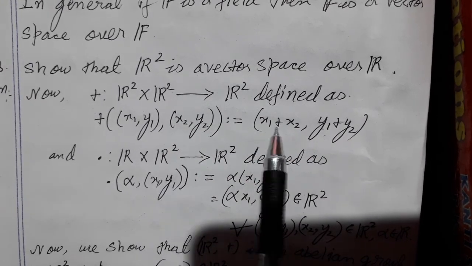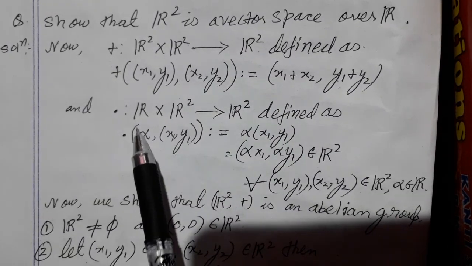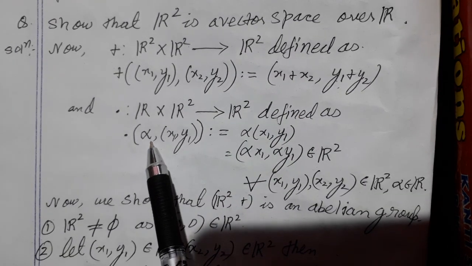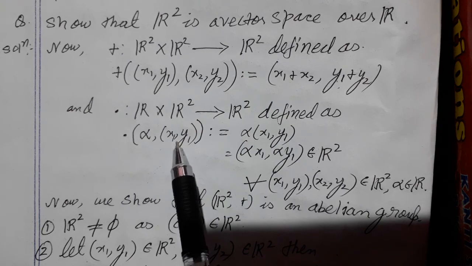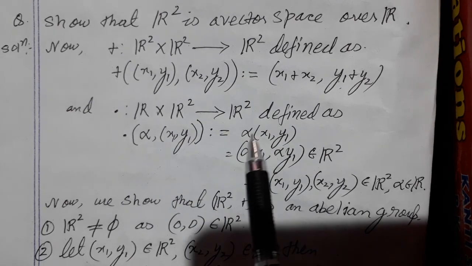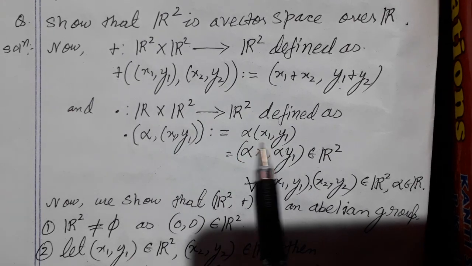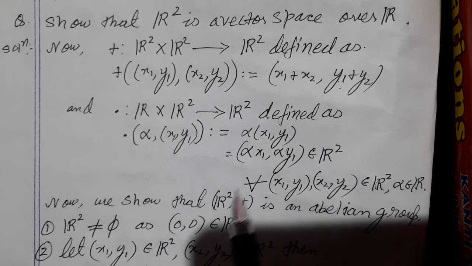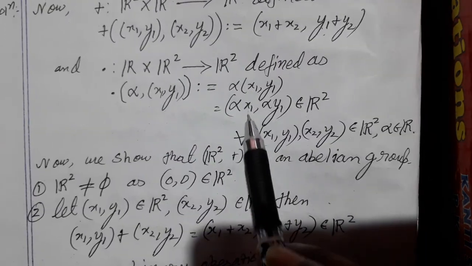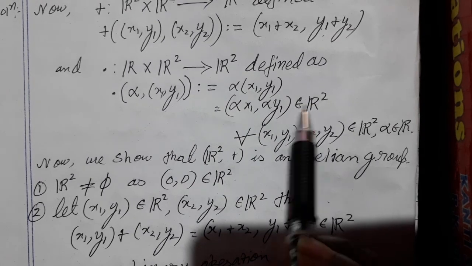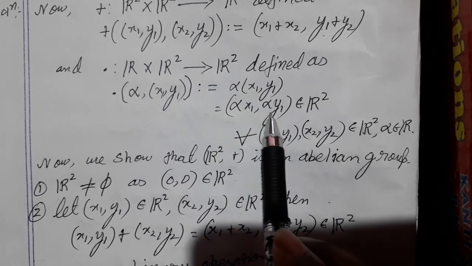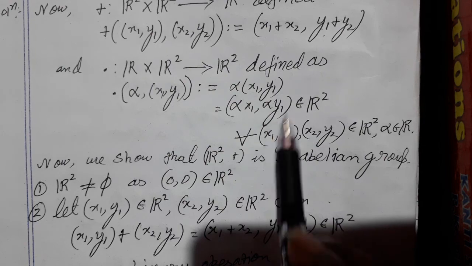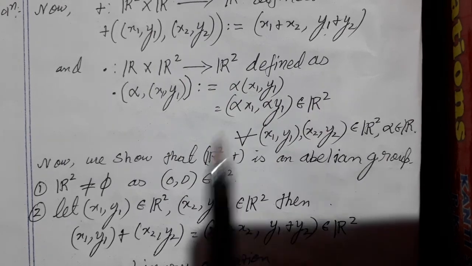We are adding coordinate wise here. And for the scalar multiplication, we are taking one scalar from the real numbers, and the element from here I'm taking as x1, y1. How will I multiply? Each coordinate with this scalar. So alpha x1 comma alpha y1 belongs to R2. Why does it belong to R2? Because this belongs to real numbers, this belongs to real numbers, so the whole thing will belong to R2.